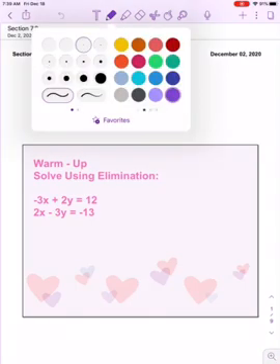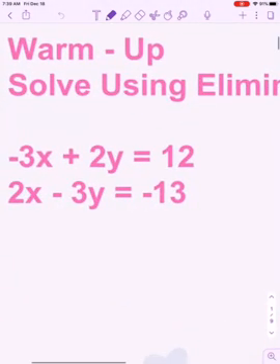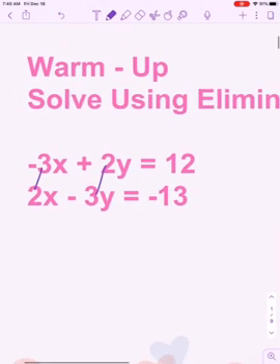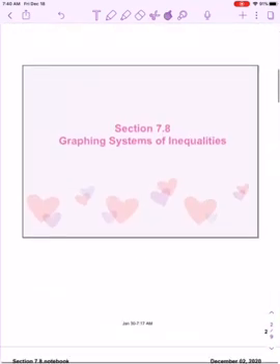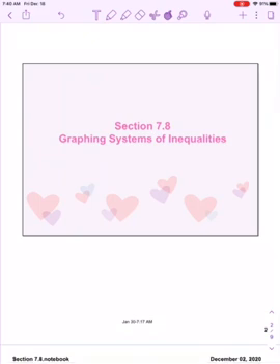All right, this is 7.8. You can go ahead and do this warm up on your own. You have to just multiply both equations because you can't turn a 3 into a 2 or a 2 into a 3. So you're just going to have to multiply both of them to make one of the variables match.